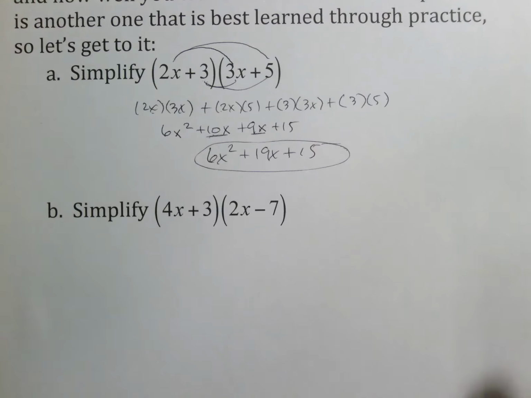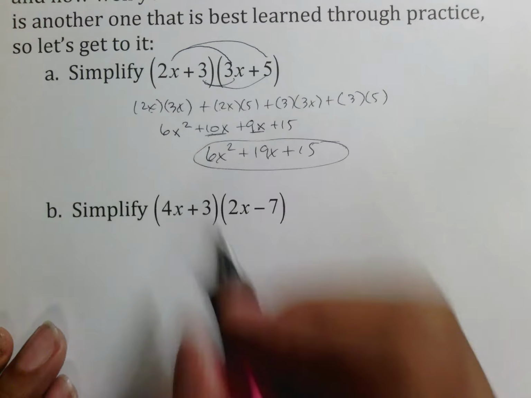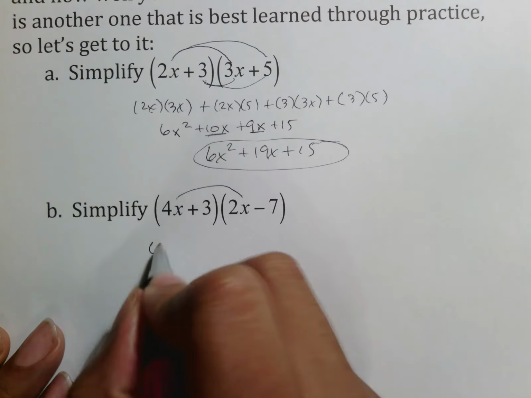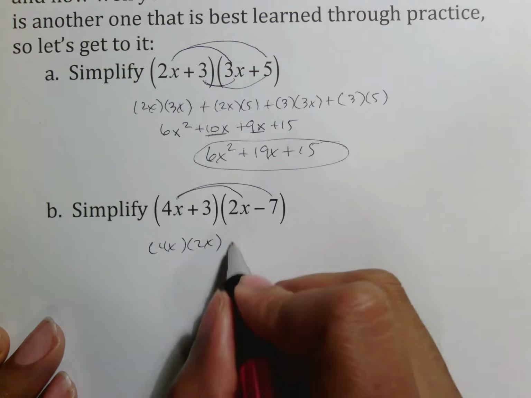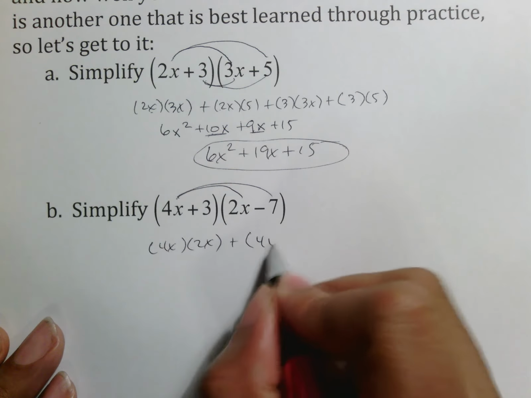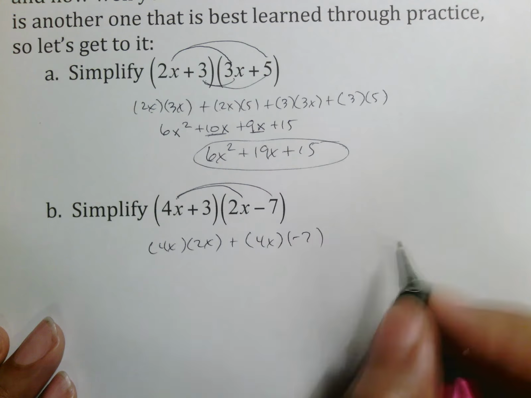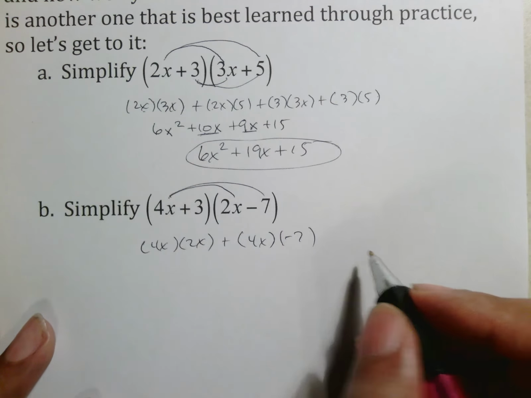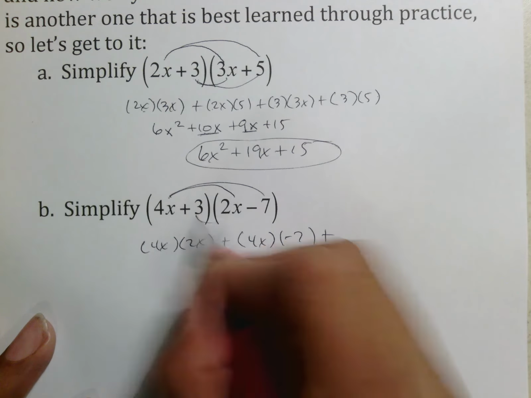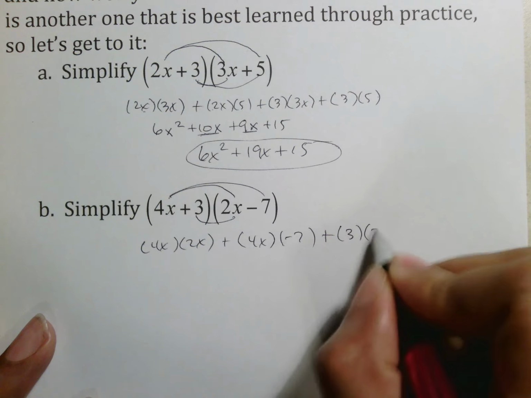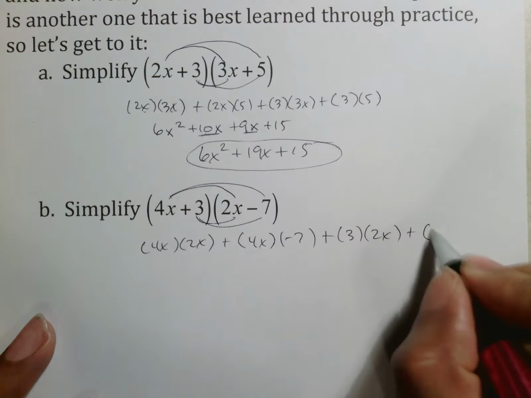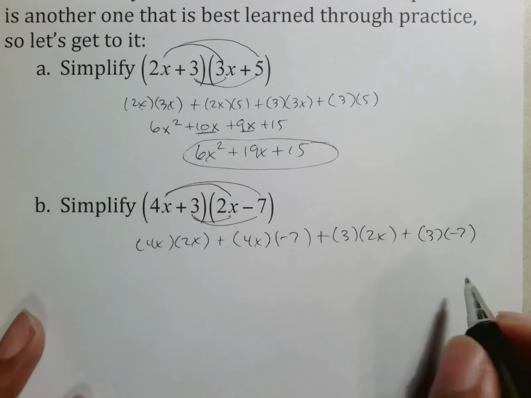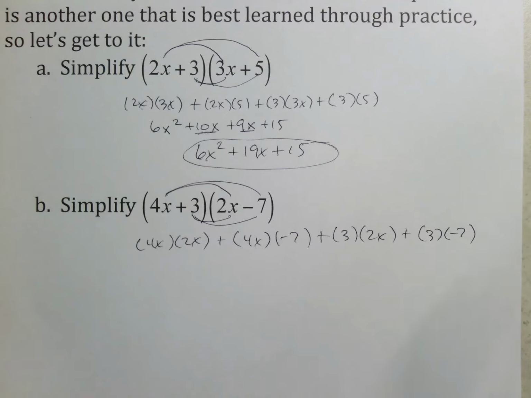Looking at this one, you have 4x meet 2x. You have 4x, which means and, 4x meets negative 7. Make sure you pay attention to the fact that is a negative 7. And, which means you have another handshake, you have 3 meet 2x, and, which means another handshake, plus 3 meet negative 7. As long as you can list those, you can get this right.